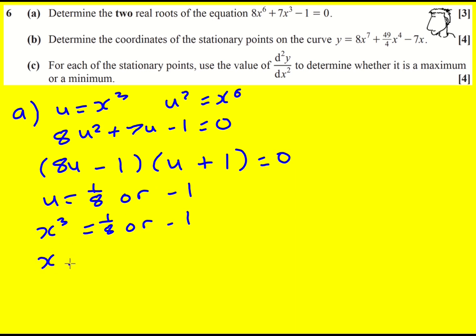So now I take the cube root. The cube root of 1 over 8 is a half. I just cube root the 1 and cube root the 8. There's no plus or minus. This is a cube root. When you cube a negative, you get a negative. When you cube a positive, you get a positive. The same works in reverse with the cube root, so you don't get a plus or minus. And I'm going to get minus 1 as the cube root of minus 1. So yeah, those are my answers.